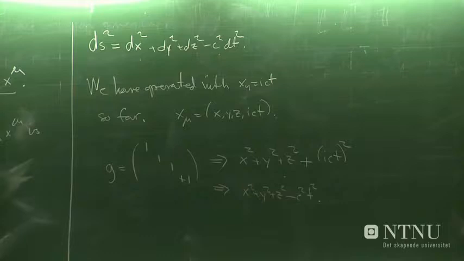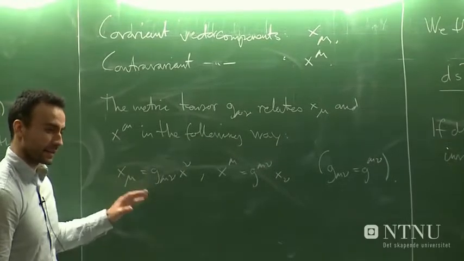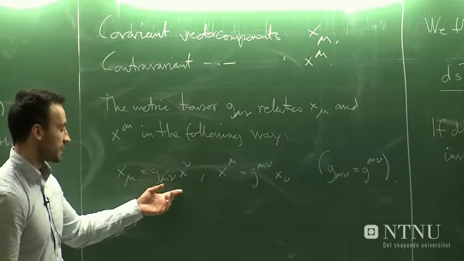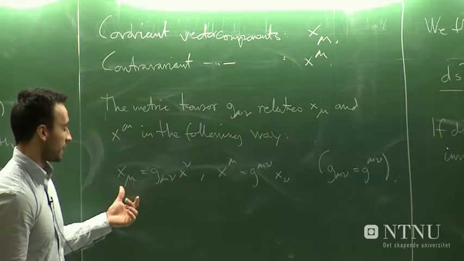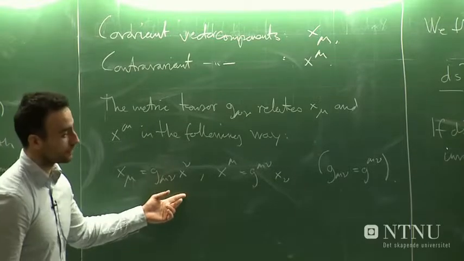And if it's the identity matrix, well, that has an additional nice consequence, or at least convenient consequence. And that is that the distinction between covariant and contravariant vectors vanishes. If this is just the identity matrix, then x mu with a lower index is equal to x mu with an upper index.